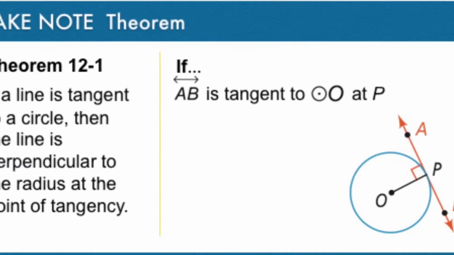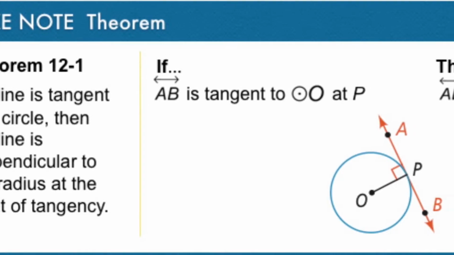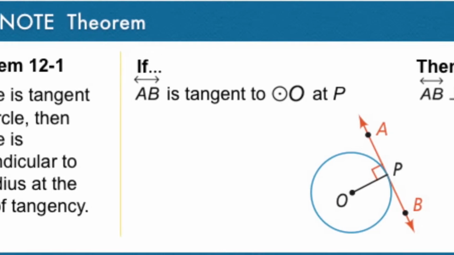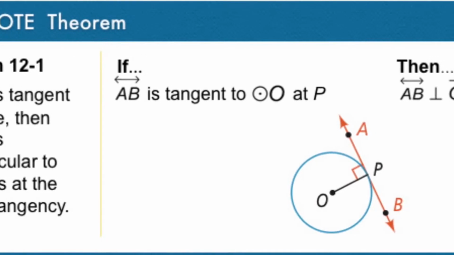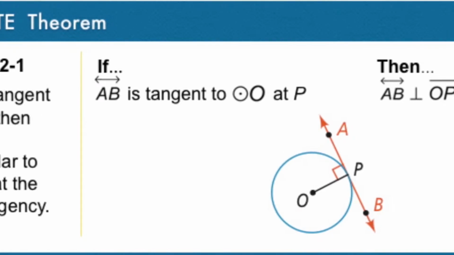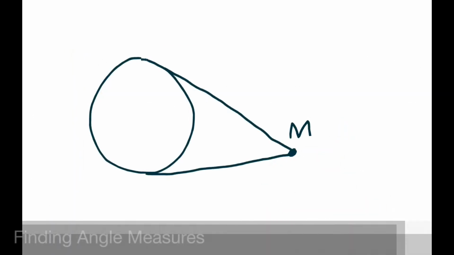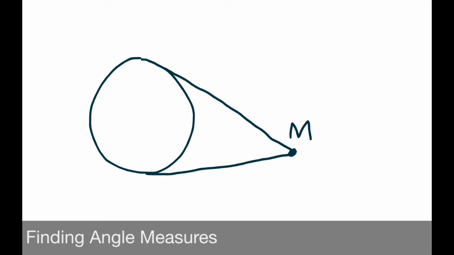Theorem 12-1 states that if a line is tangent to a circle, then the line is perpendicular to the radius at the point of tangency. Now we can apply Theorem 12-1 to find angle measures. Because MN and ML are tangent to O, according to the theorem, angle L and angle N are right angles.